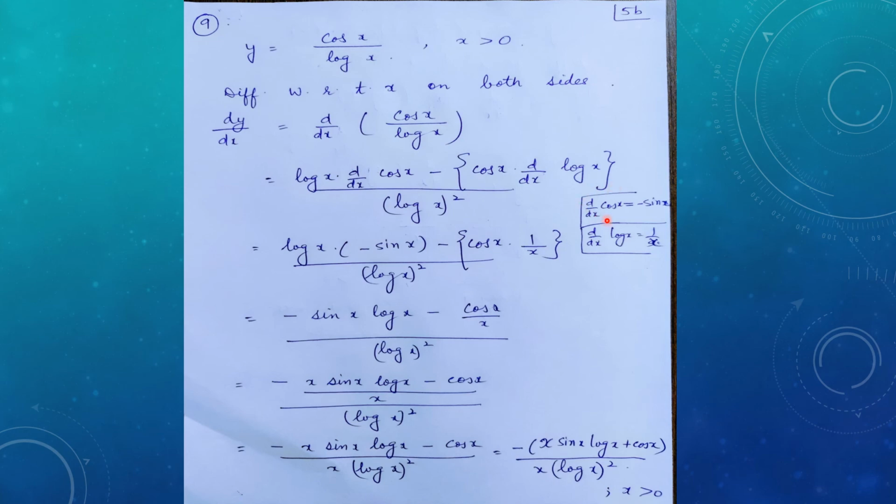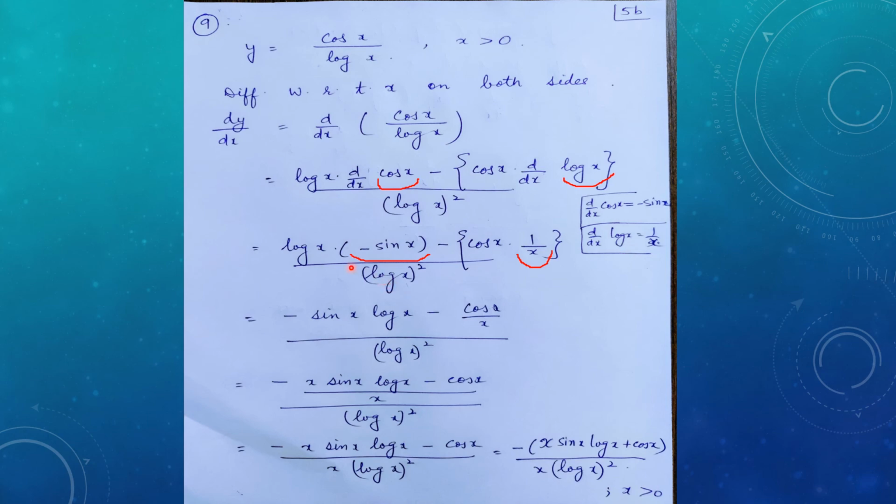Now the formula you have to learn is d by dx cos of x is equal to minus sine of x. So coming back to the question, you will get log of x into minus sine of x. This derivative of cos of x here, the answer to this is minus sine of x. Minus, this minus will come as it is, cos of x multiplied by d by dx log of x. Now what is the answer to d by dx log of x? Answer is 1 upon x, as I have mentioned here in the formula also. D by dx log of x is 1 upon x.